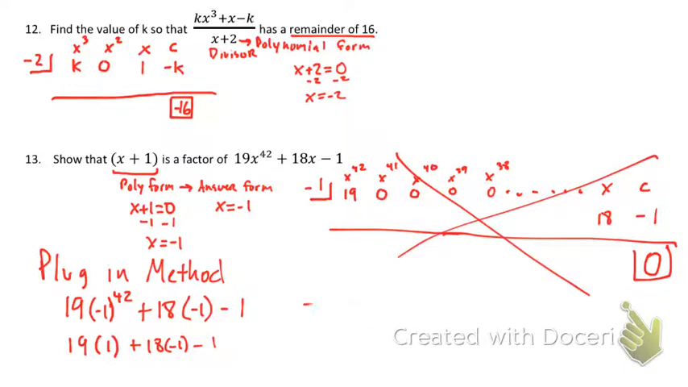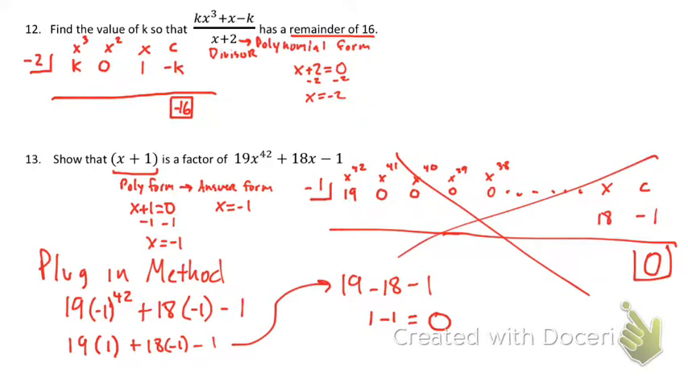So let's do some math over here because I'm running out of room. 19 times 1 is 19. 18 times negative 1 is negative 18. And bring down the negative 1. Now we can add and subtract from left to right. 19 minus 18, that's 1. Bring down the negative 1, and guess what we get? 0. Since the plug-in method equals 0, that means this is a solution, which means when I turn it back into polynomial form, this is a factor. It divides it evenly because we have a remainder of 0.